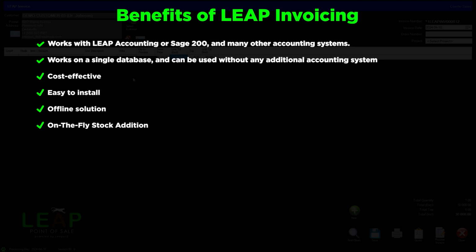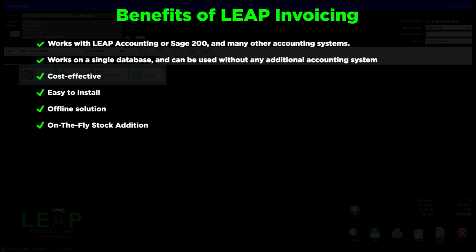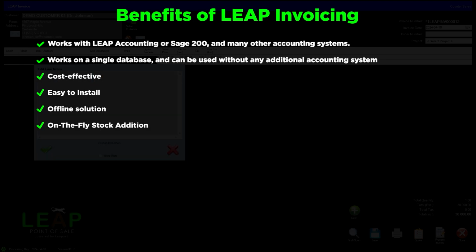Allows for on-the-fly stock addition, meaning, should a stock item not exist, the system can be configured to allow the creation of the stock on the fly. This allows the owner to create an extensive stock list. Allows for electronic till printing, can be saved as a PDF or printed or emailed.